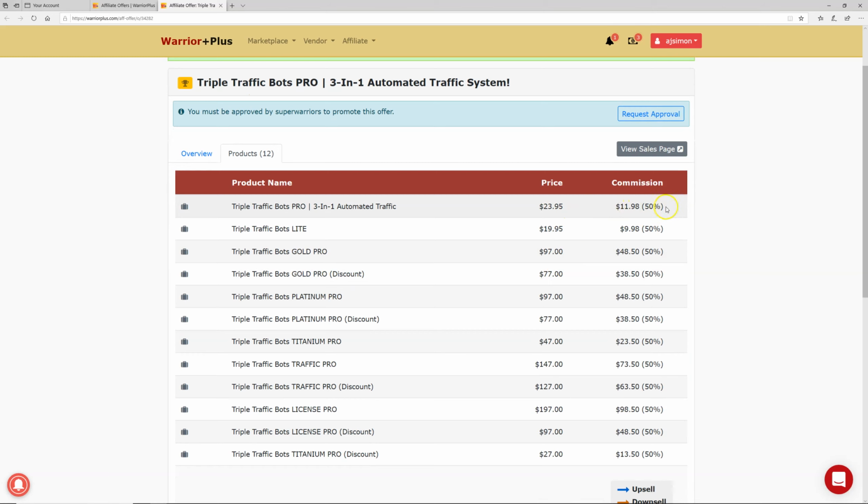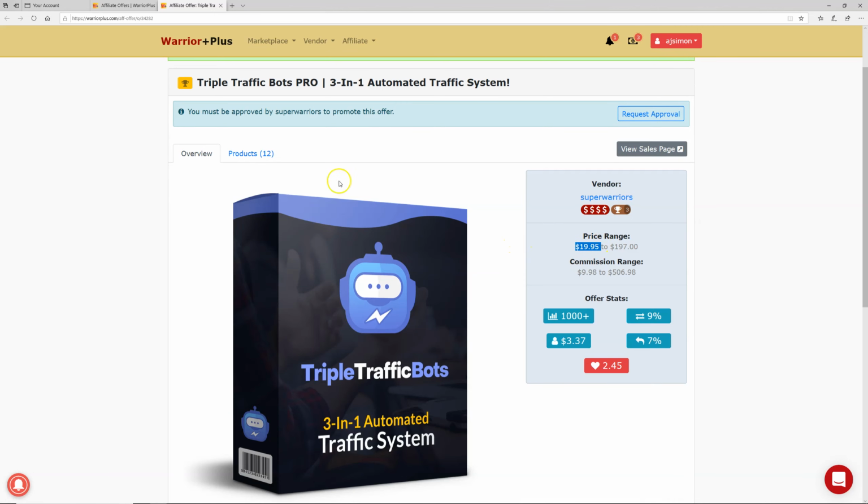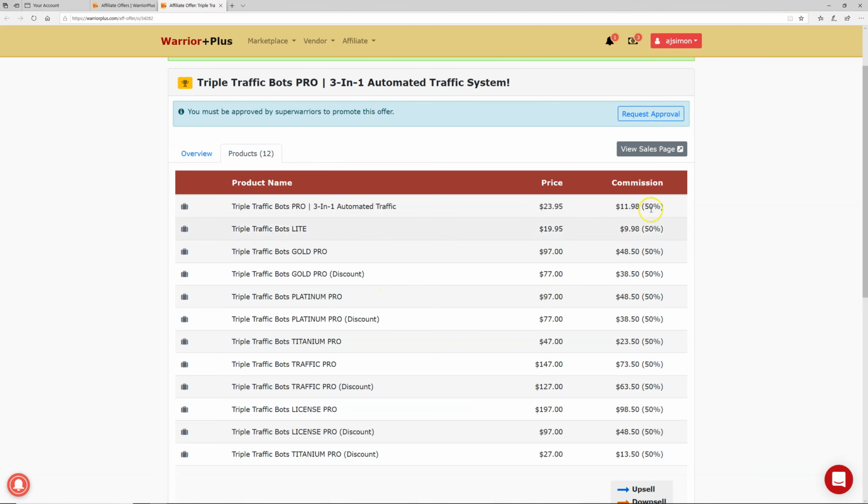No. Oh, heck no. Yeah, look at that. 50%. That has to be 100. And I don't know why that's incongruent with what this is saying over here. Price range $19.95. Nope.